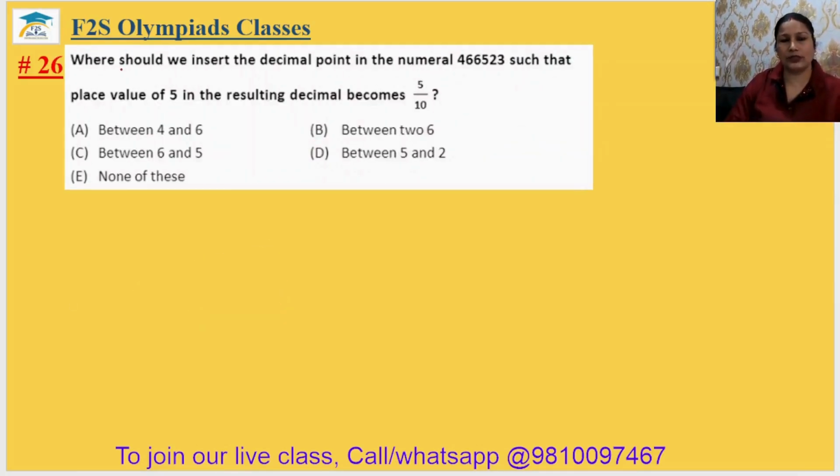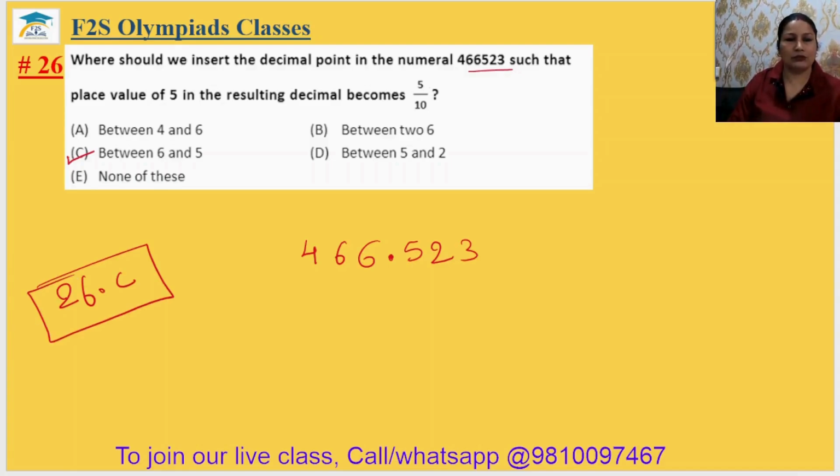Come to question number 26. Where should we insert the decimal point in the numeral this, such that the base value of 5 is resulting in decimal 5/10. ये देखो आपके पास 4 6 6 5 2 3, 5 should be at 10th place. तो 10th place it means it should be the just right side of the decimal. ठीक है, तो decimal should be placed between 6 and 5. It is in the option number C. 26th answer will be C.